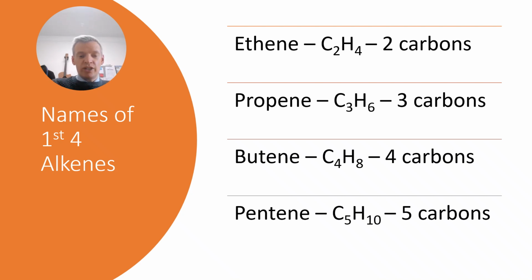So if you look at this C2H4, there's 2 carbons, therefore it's eth. And it's ethene, 3 carbons, propene, 4 carbons, butene, 5 carbons, pentene. And you may have noticed the ending for all of these is ene, and that's because we're naming alkenes. So alkanes were named ane, alkenes ene. So alkanes would be methane, ethane, propane, butane, and so on. Alkenes, ethene, propene, butene, pentene.